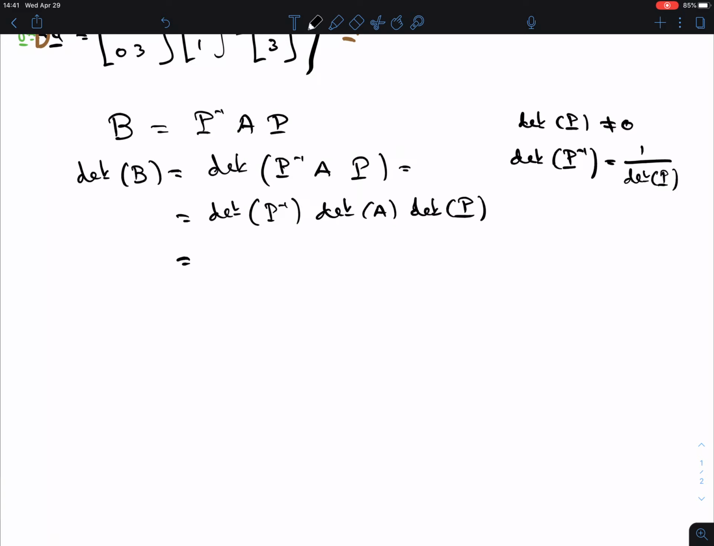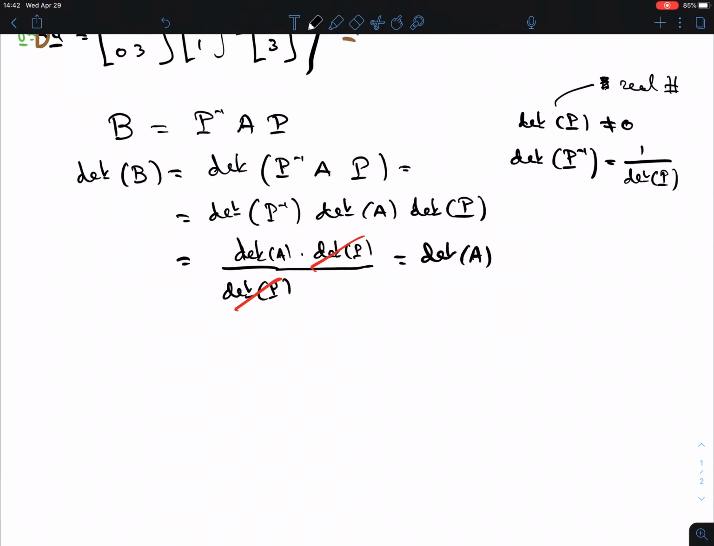So this first quantity is just 1 over the determinant of P, and then on top we have the determinant of A times the determinant of P. Now you might say, can I write something in the denominator? Not matrices, but these are numbers, real numbers, and non-zero. So I can do the usual things with real numbers. In particular, I can cancel. So the result is that this is just the determinant of A. So similar matrices have the same determinant. That's interesting, right? You don't lose the determinant at all.